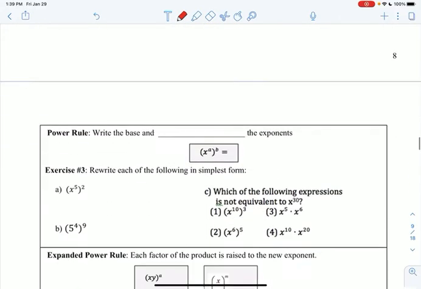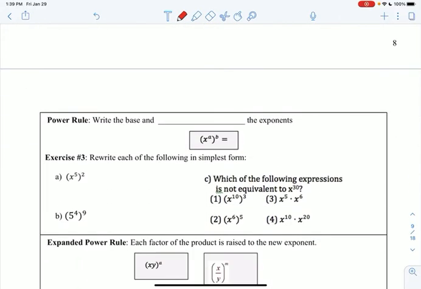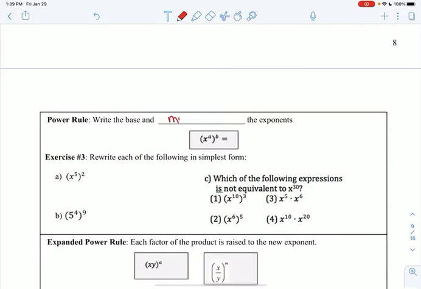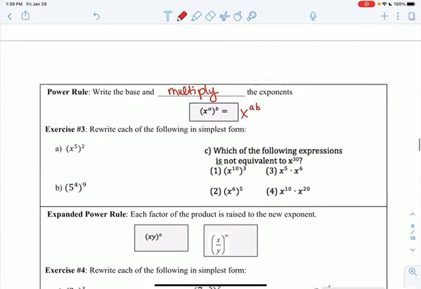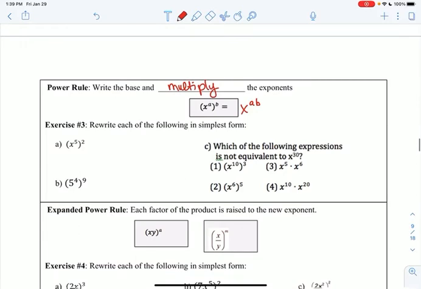Next page, power rule. We write the base and we multiply the exponents. So when you have a power to a power, like here, x to the a and that whole thing is to the b, that equals x to the a times b. Power to a power, you're multiplying those exponents. The way you're going to remember that is that I have parentheses, like look at A. See how there's a parenthesis between the 5 and the 2. So that's going to remind you, hey, I have to multiply those numbers. So that's just x to the 10th.